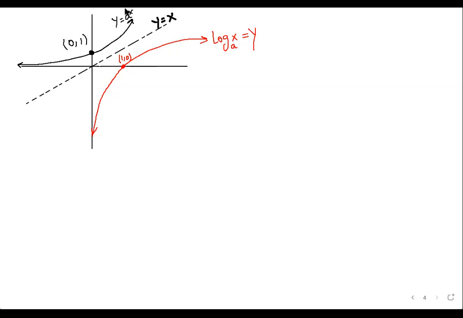Okay, so this is the relationship between the logarithm and the exponential function. Both of them are inverse to each other. Now let's graph by using transformations.